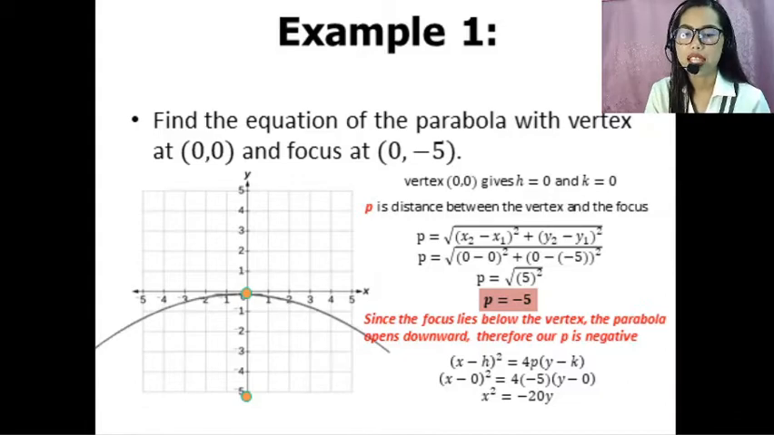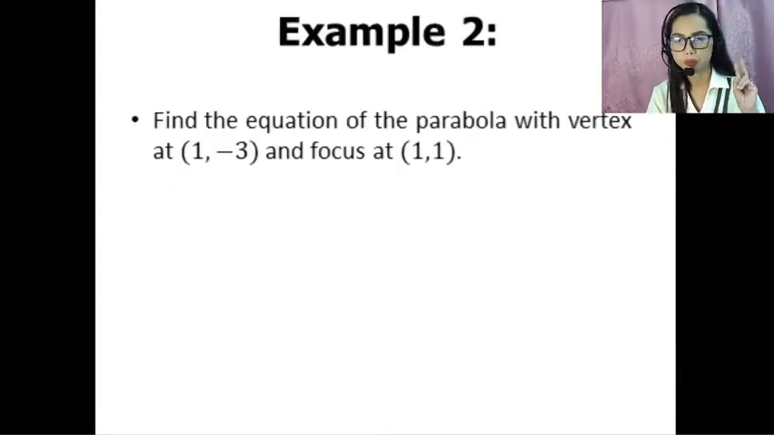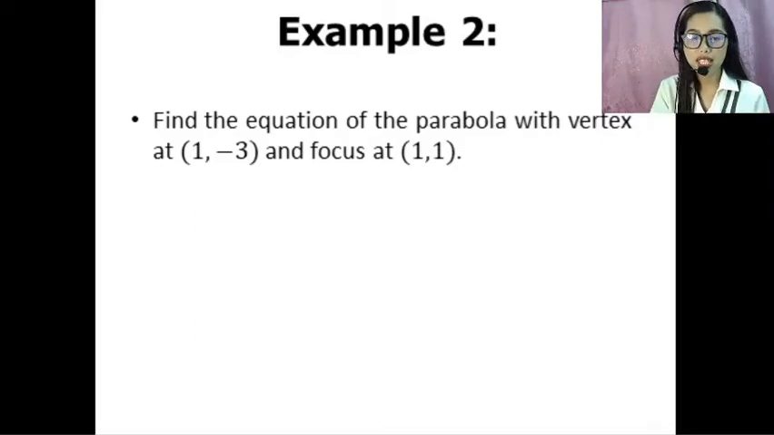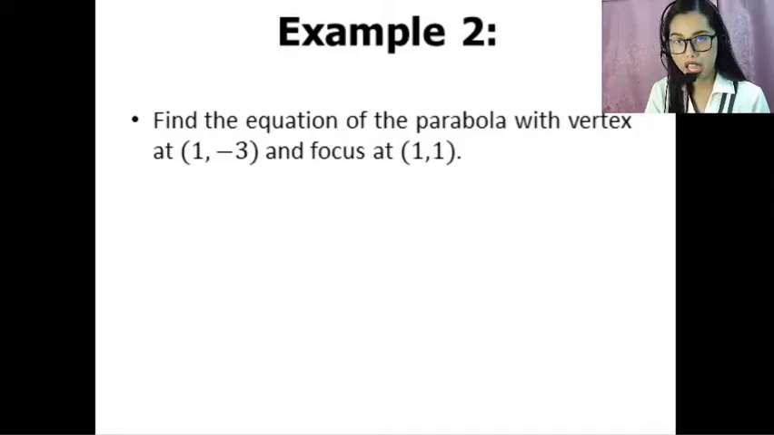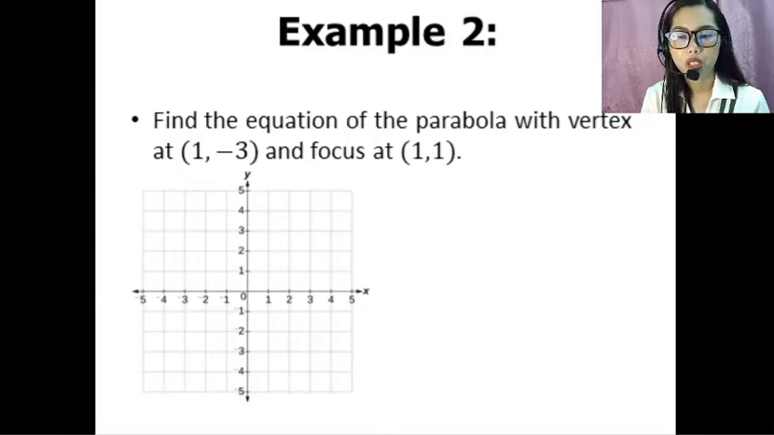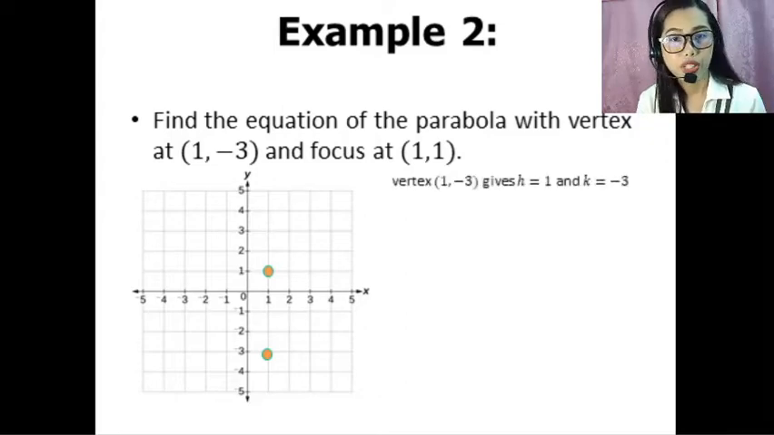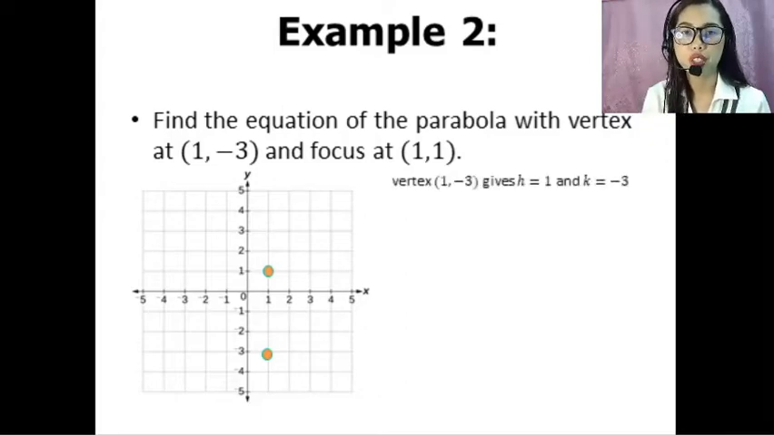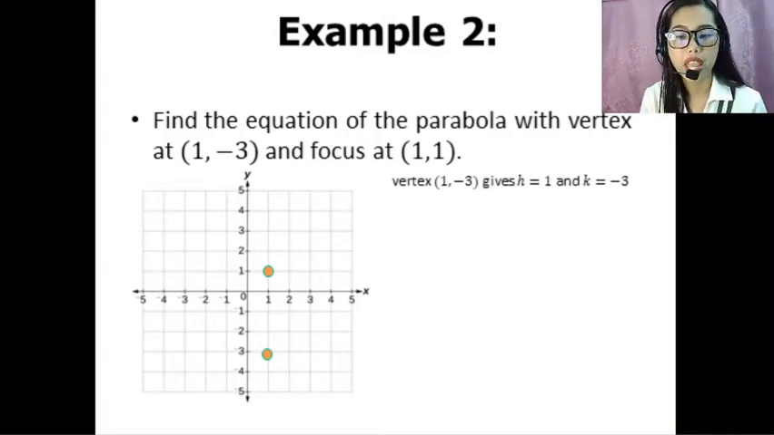Okay, next, second example. Find the equation of the parabola with vertex at (1, negative 3) and focus at (1, 1). Same thing, we first plot our points. You have (1, negative 3) and (1, 1). With the vertex at (1, negative 3), that gives you the idea that h is 1 and k is negative 3.